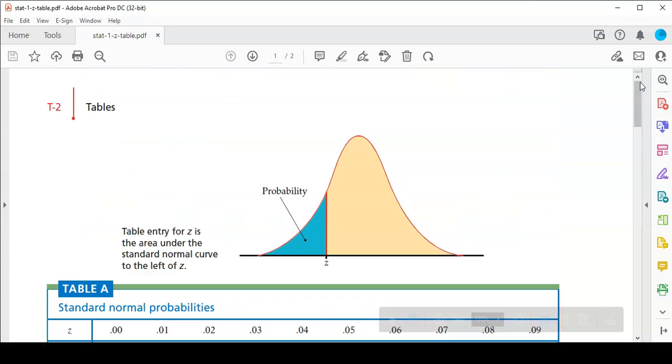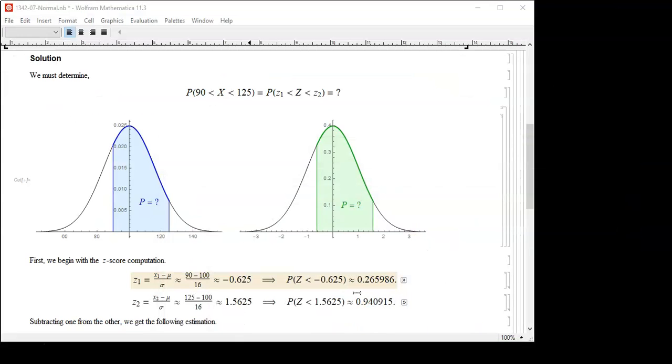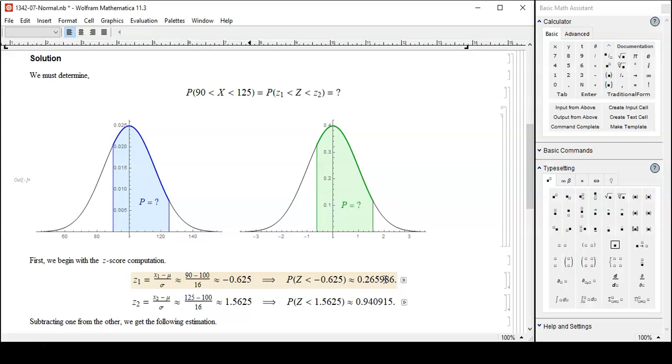So let's go back to the problem. 0.265 something. Yeah. That's what I got from this left-hand side. And then we can do the same thing from the right-hand side. 1.5625, okay, look up the table, close to 1.56, and do your computation. You're going to get something close to this.